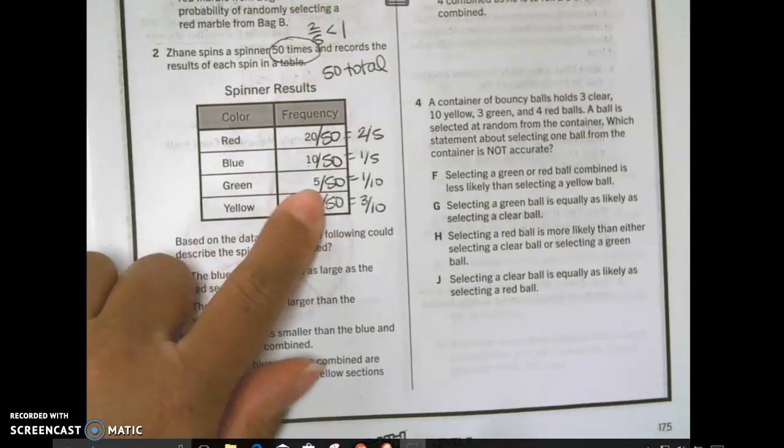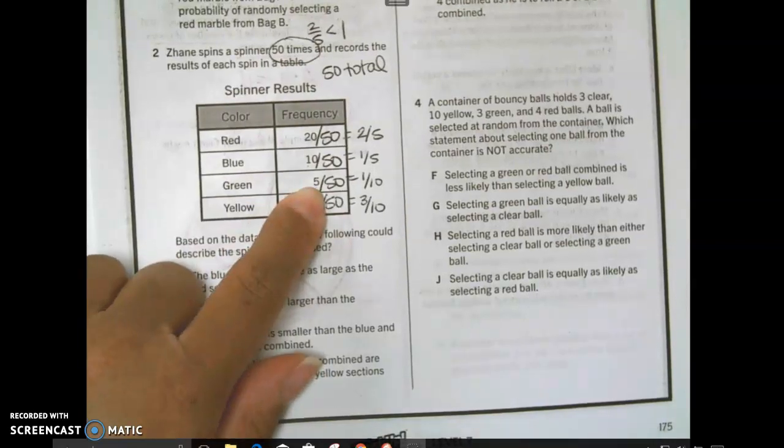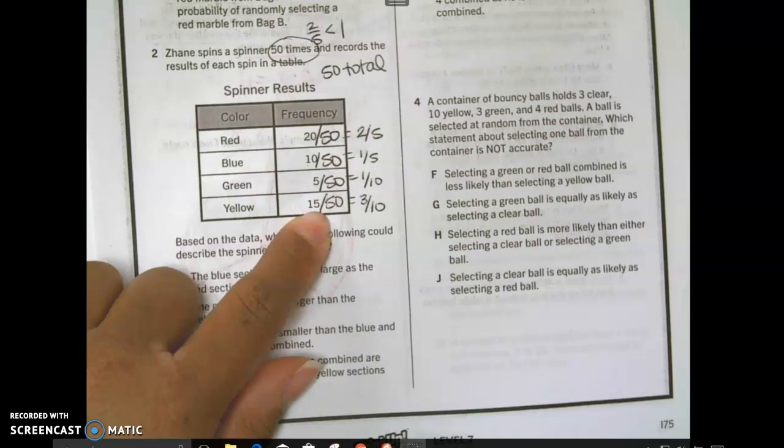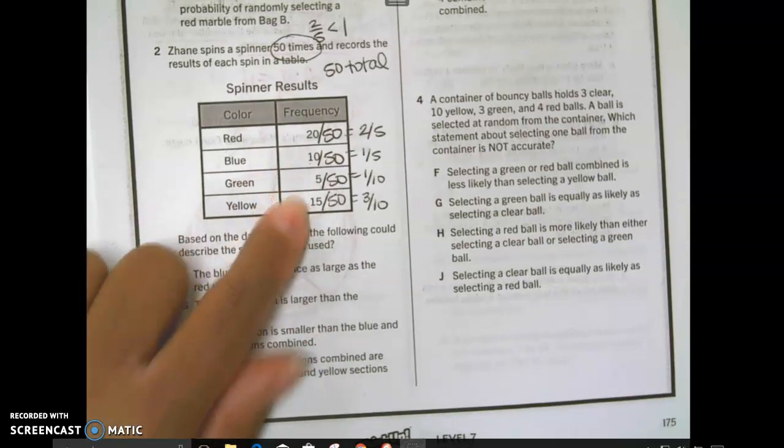No, I can't divide this one by 10. I divided this one by 5. And I divided this one by 5 as well. The first 2 by 10, the second 2 by 5.